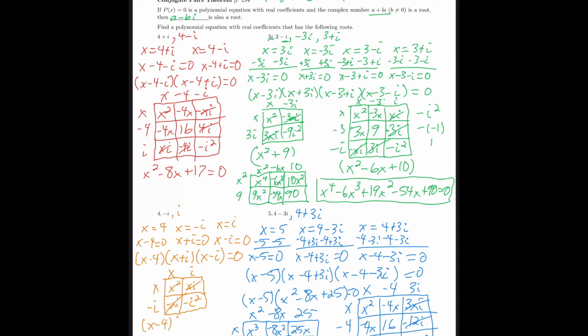So x i and x negative i. X times x is x squared. X times i is xi. X times negative i is negative xi, and i times negative i is negative i squared. Negative xi and positive xi cancel out, and negative i squared is 1. So this is x minus 4 times x squared plus 1 equals 0. And now multiply those together.